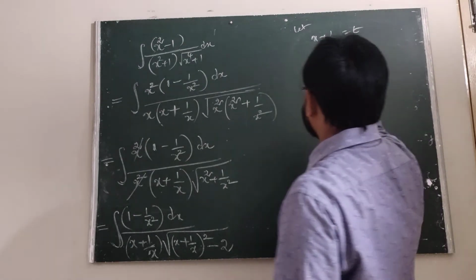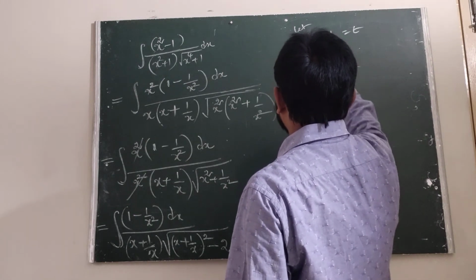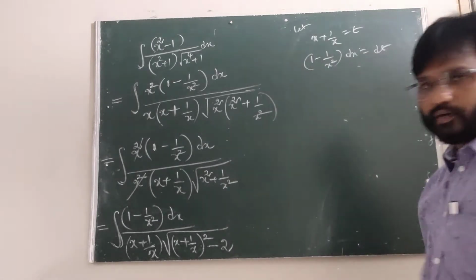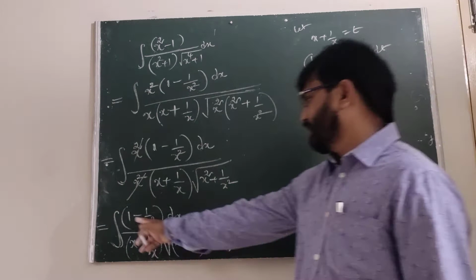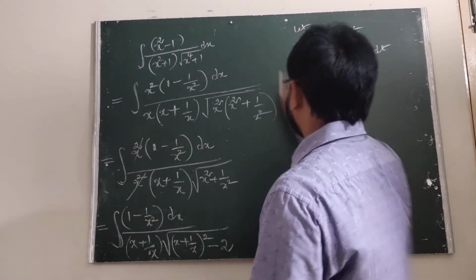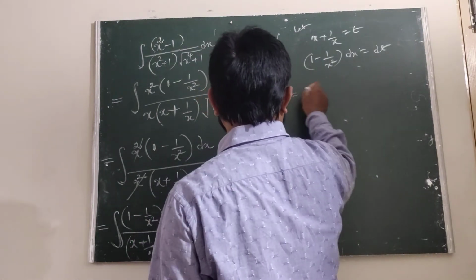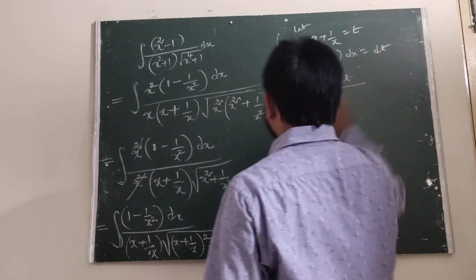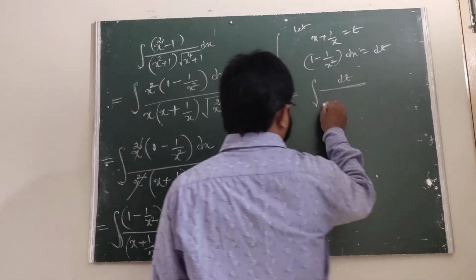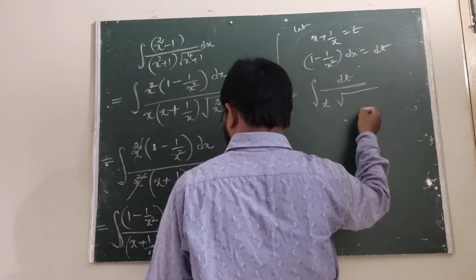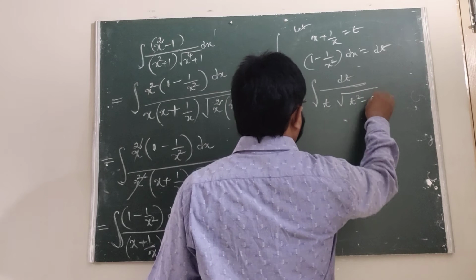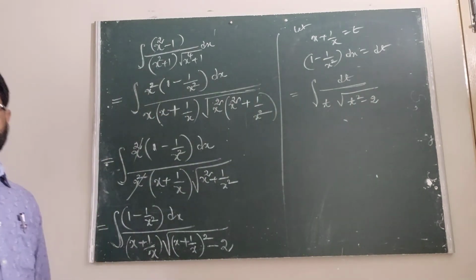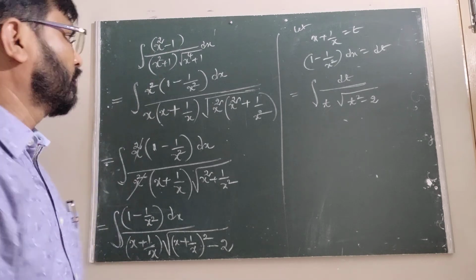The derivative of x is 1. The derivative of 1 by x is minus 1 by x square. So (1 minus 1 by x square) dx equals dt. Therefore, we can write this as the integral of dt by t into under root of t square minus 2. Is it clear? The integral of dt by t into root of t square minus 2.